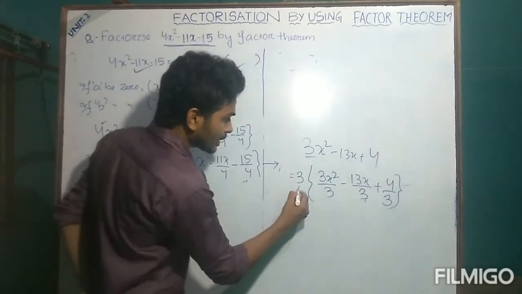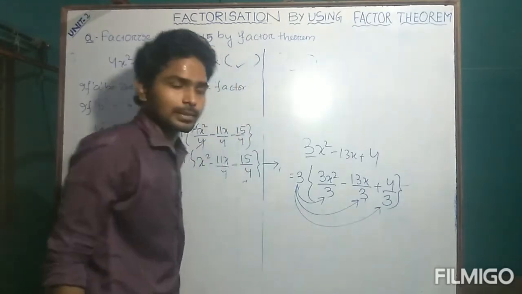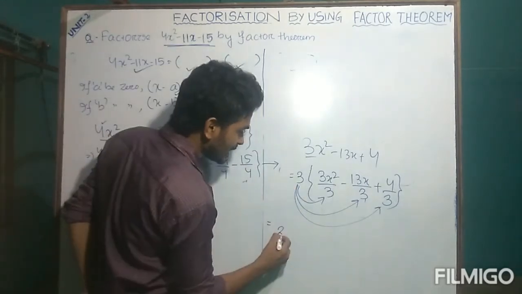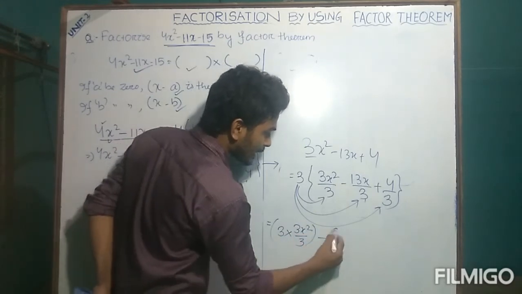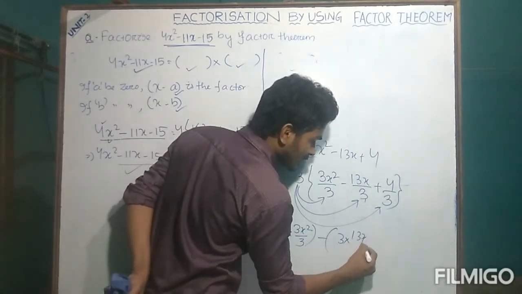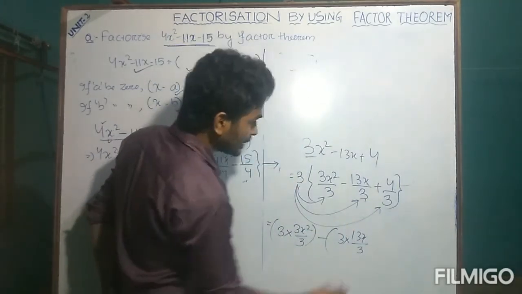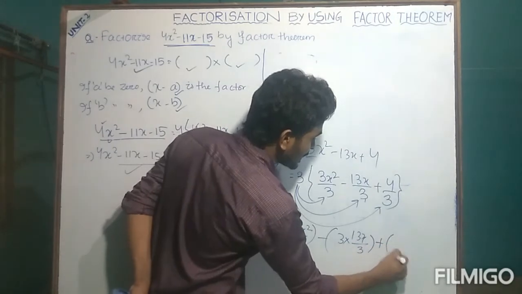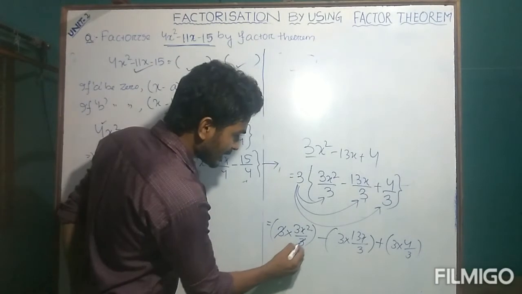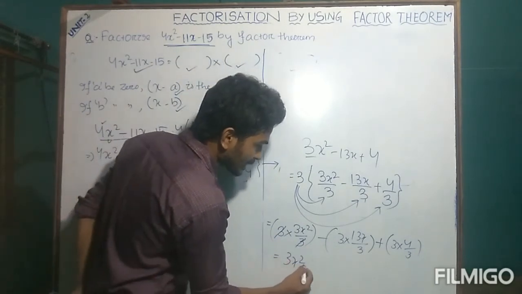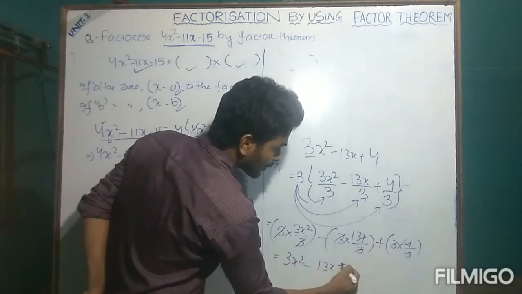Let us check. 3 is multiplied with this, 3 is multiplied with this, 3 is multiplied with this. So let us multiply. When 3 is multiplied with 3x square by 3, minus 3 is multiplied with 13x by 3, then plus 3 is multiplied with 4 by 3. See, 3 cancelled out, it will be 3x square. 3 cancelled out, it will be minus 13x. 3 cancelled out, it will be plus 4.